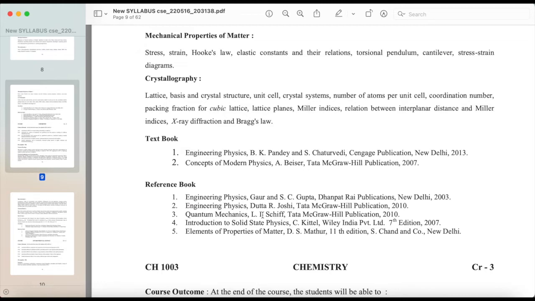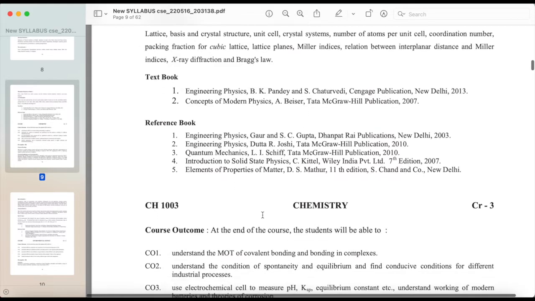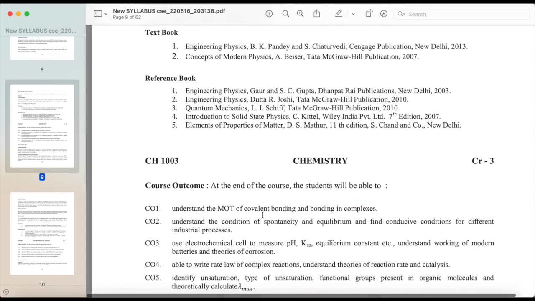Textbook: 1. Engineering Physics, B.K. Pandey and S. Chaturvedi, Cengage Publication, New Delhi, 2013. 2. Concepts of Modern Physics, A. Beiser, Tata McGraw-Hill Publication, 2007.